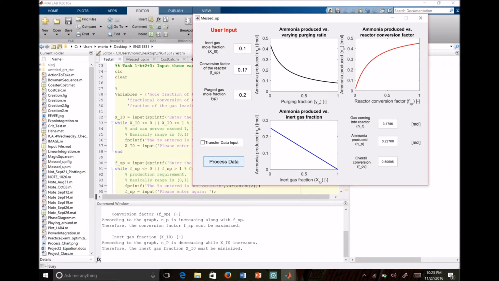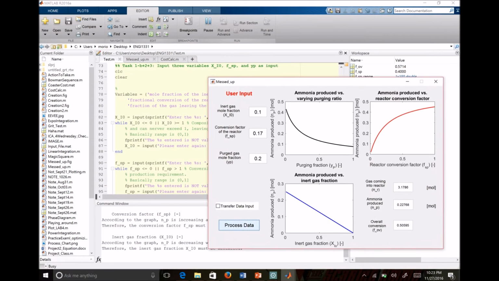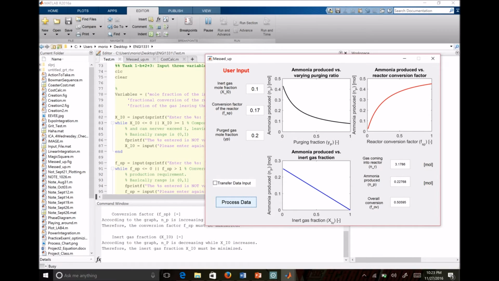This is task 2. It tells you to keep the three variables varying from 0 to 1, and make a graph that shows the relationship between these three, and then it calculates NR and P and FOV for you. Basically, it is a kind of function, and I call it messed up because when I made it, I messed it up a lot. So yeah, I didn't change it.